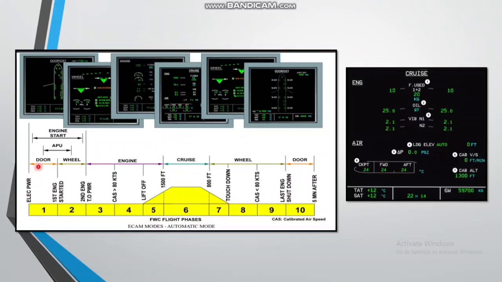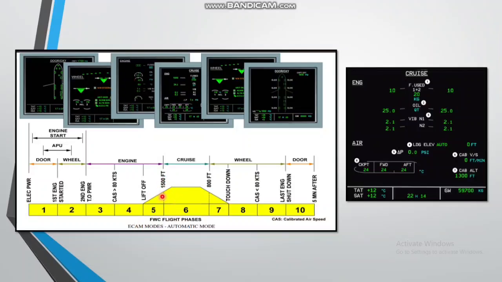Just electrical power plus first engine start will be your first phase. Then first engine start to second engine takeoff power will be second phase. Then the second engine takeoff power to calibrated airspeed more than 80 knots will come to phase 3. Then more than 80 knots to lift off will come phase 4. Then lift off to 1500 feet you will find out phase 5.